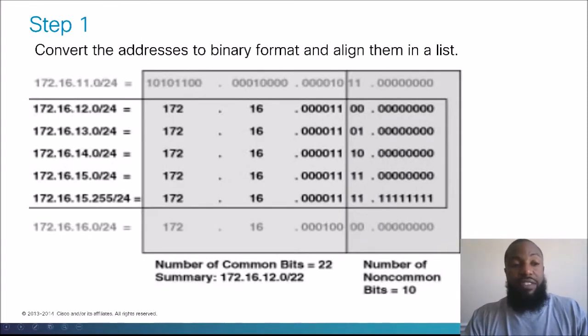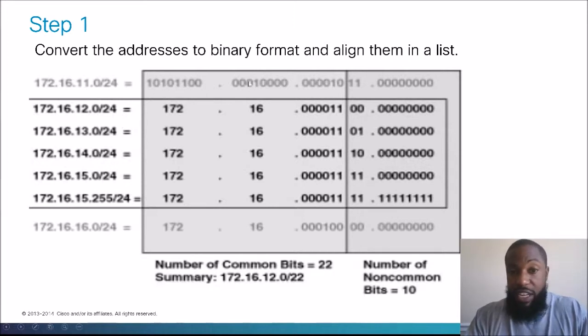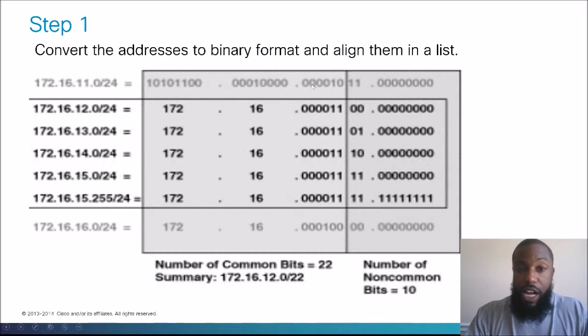We take the addresses, 16.12 network, 16.13, 14, 15, and then we have the 16. This is the last address in the network right here. And as you can see, we converted them into binary. Well, we didn't convert these into binary because we know it's going to be the same. This is 172 in binary. This is 16 in binary. And this is 11 in binary, right? No, that's not 11. This whole number is 11 in binary.